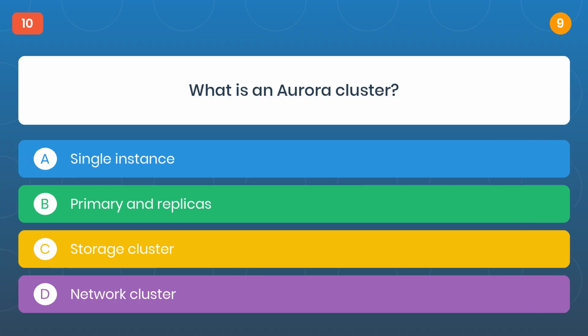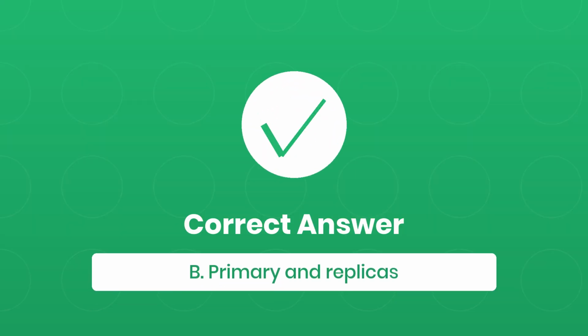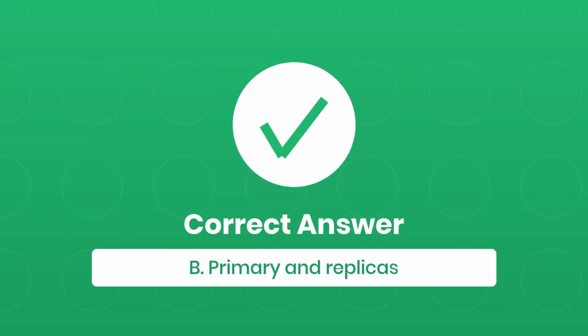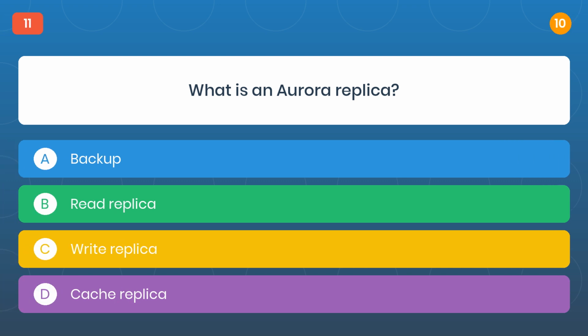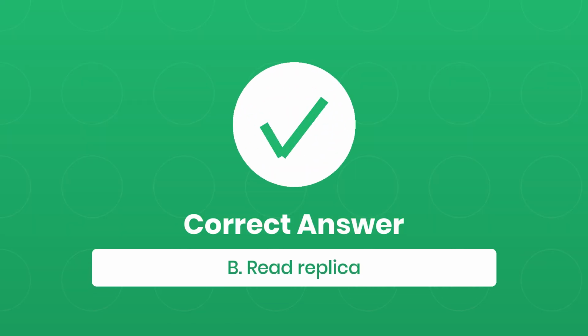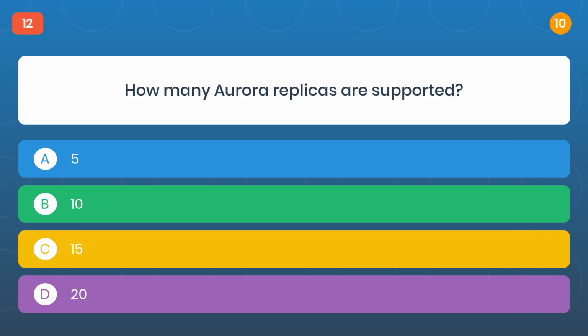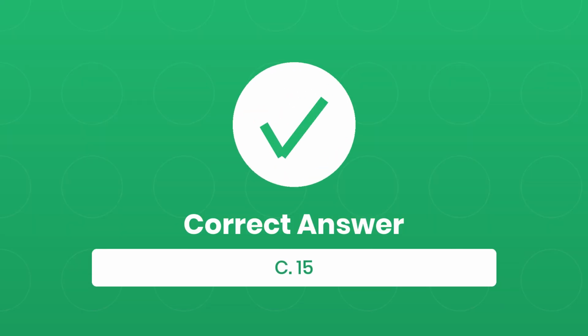Question 10. What is an Aurora cluster? The correct answer is B, primary and replicas. Question 11. What is an Aurora replica? The correct answer is B, read replica. Question 12. How many Aurora replicas are supported? The correct answer is C, 15.